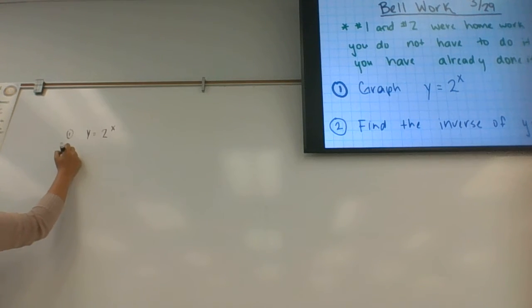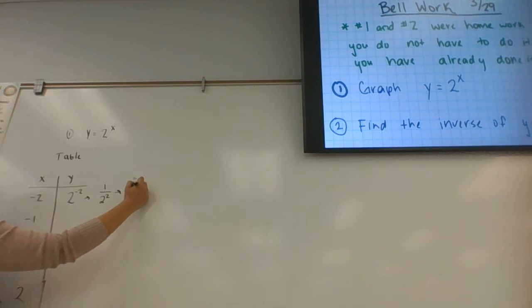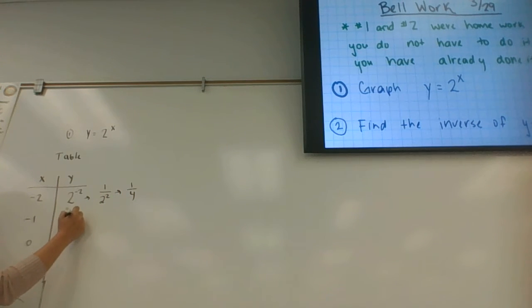You can make a table. And you can use -2, -1, 0, 1, and 2. And this is where you'll start to remember doing this. 1 over 2 squared is 1/4. This is 1/2, and 2 to the 0 power is 1, 2.